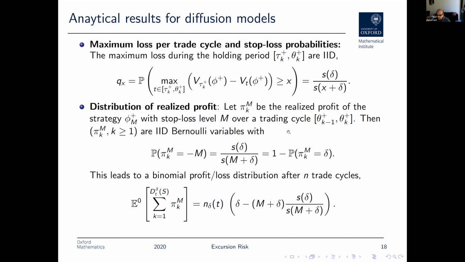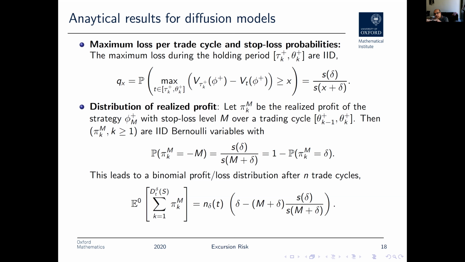Another example, which is very useful, is the distribution of the realized profit. So what is the distribution of the realized profit? Let's call pi M the distribution of the realized profit of the strategy with a stop loss level M. So if you don't have a stop loss, then it's very simple, because the realized profit at each cycle is exactly delta. So the distribution is simple because it's deterministic. This question becomes interesting if you introduce a stop loss, because then 2 things can happen.